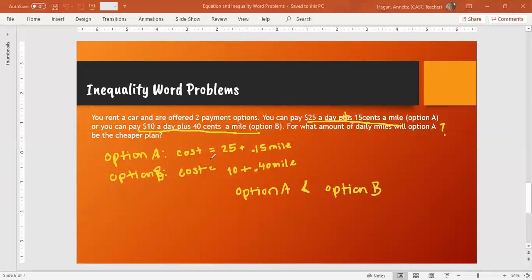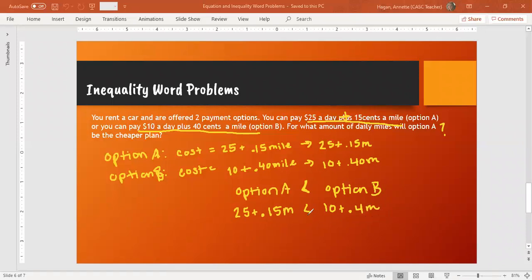So what we have to realize here is that option A's cost equals 25 plus 0.15 a mile. The thing is, we don't know how many miles we're going. So we're going to put M in to represent these unknown miles, because we could maybe drive 100 miles, we could maybe drive 10 miles, it depends. So option A is going to be 25 plus 0.15M, which is less than option B. We're going to do the same thing for B. We still don't know what the miles are for option B, so we're just going to put in M, which is 10 plus 0.40M.